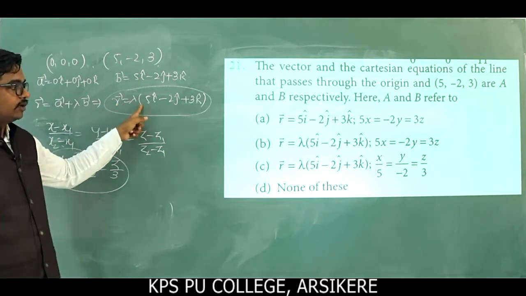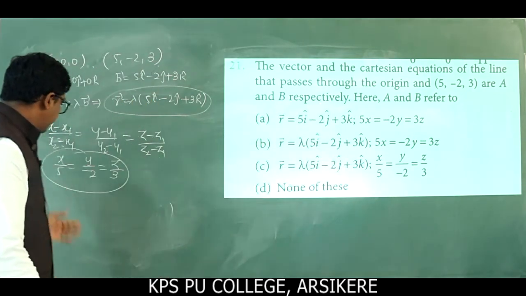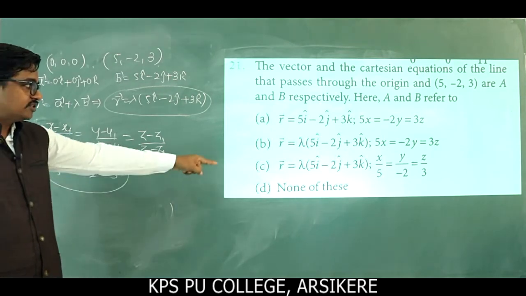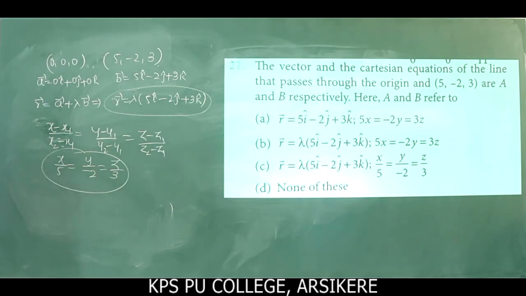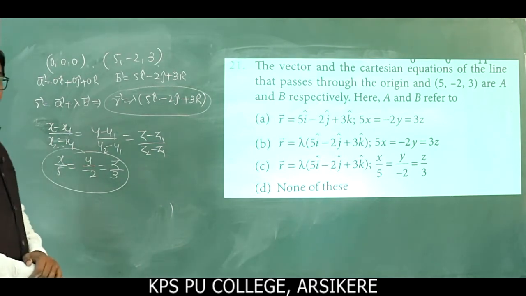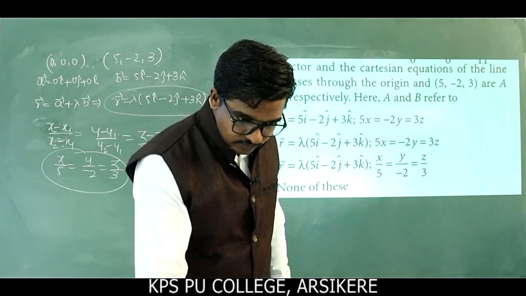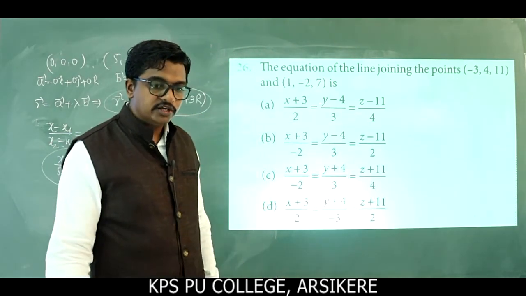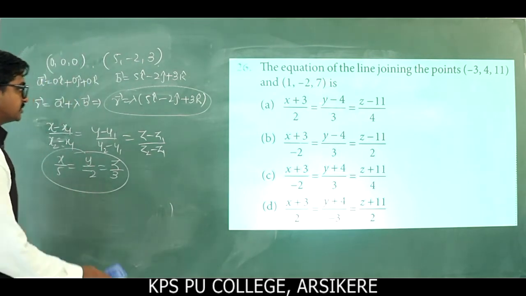Vector r is equal to lambda into 5i minus 2j plus 3k, and the Cartesian equation is x by 5, y by minus 2 and z by 3. Option C is our right answer. Take a pause and note it down. Next, dear children, we are moving to the next question. The equation of the line joining the points minus 3, 4, 11 and 1, minus 2, 7 is.